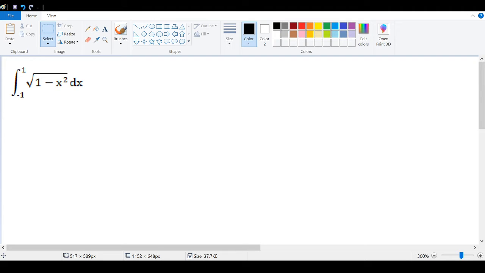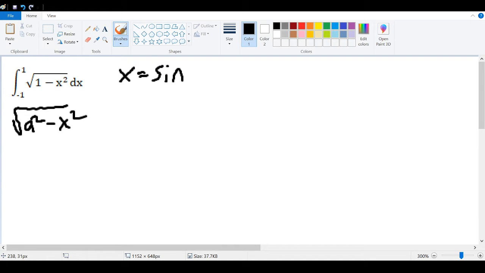And anytime you have an integral of the form square root of a squared minus x squared, you should automatically think trig substitution, and that's what we're going to do here. So, trig substitution is when you replace the variable you have with a trig function. For this case, I'm going to select my x to be equal to sine of theta. And we have to replace the dx. That's just taking the derivative of sine theta, which is cosine theta. And then we add on a d theta.